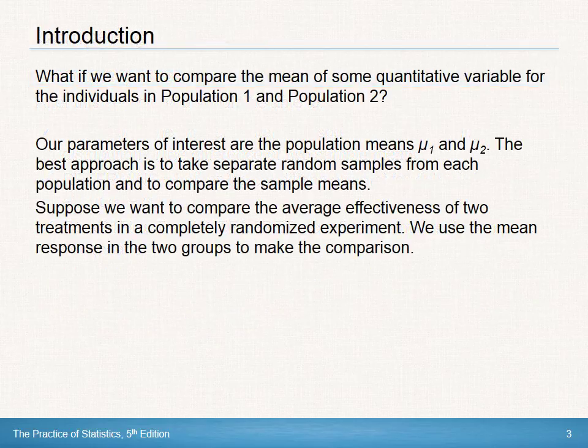So what if we want to compare the mean of some quantitative variable for the individuals in population 1 and population 2? Our parameters of interest are the population means, mu sub 1 and mu sub 2. The best approach is to take separate random samples from each population and compare the sample means. Suppose we want to compare the average effectiveness of two treatments in a completely randomized experiment. We use the mean response in the two groups to make the comparison.